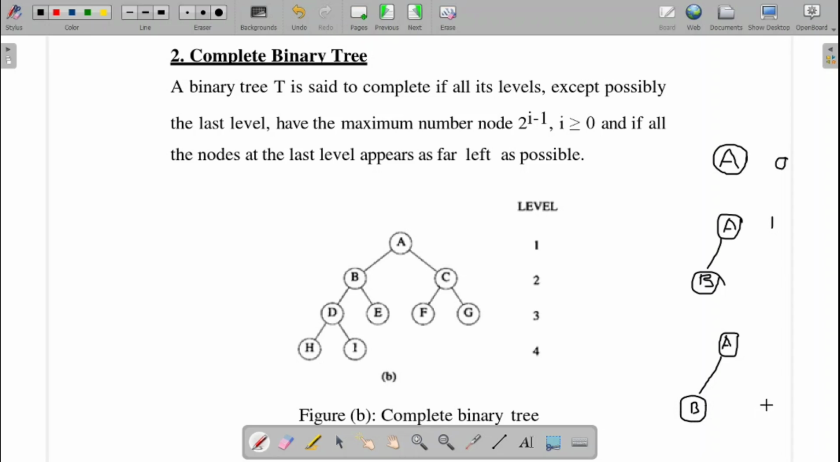B as the left child and the C as the right child. So now A is having the two children over there. So these three options are there for the binary tree.